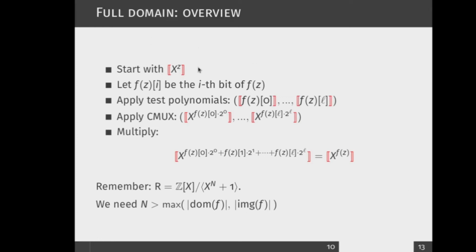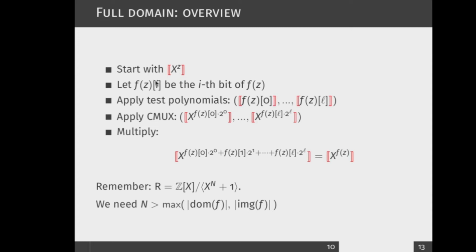So we start with an encryption of a power of x, so with the message in the exponent already. And let's say that we want to compute f of z in the exponent. So let's denote by f(z)_i the ith bit of f of z, okay? So there is already a known technique, called test polynomial. It's used already in TFHE, another encryption scheme. And this technique allows us to extract from z in the exponent some function of z in the coefficient.